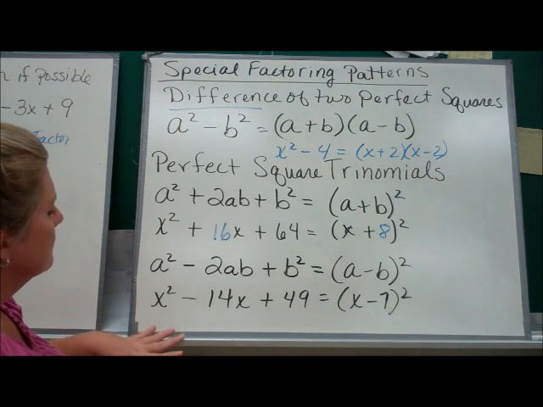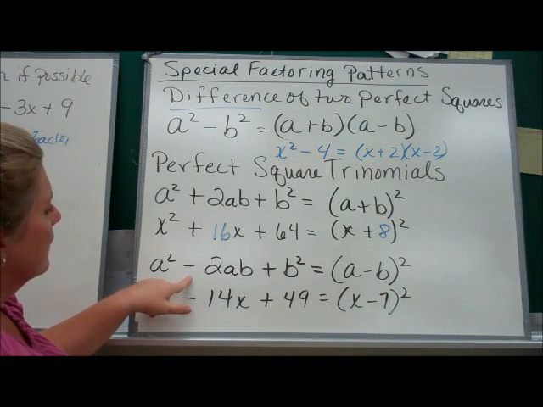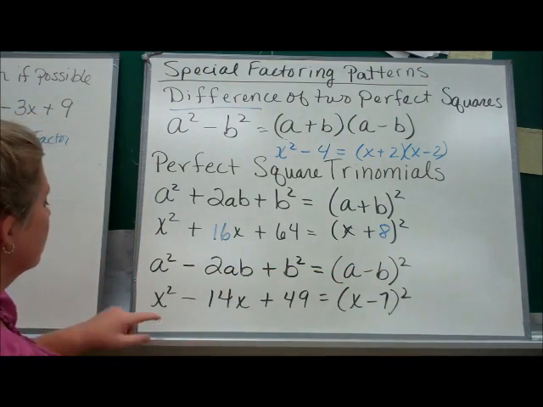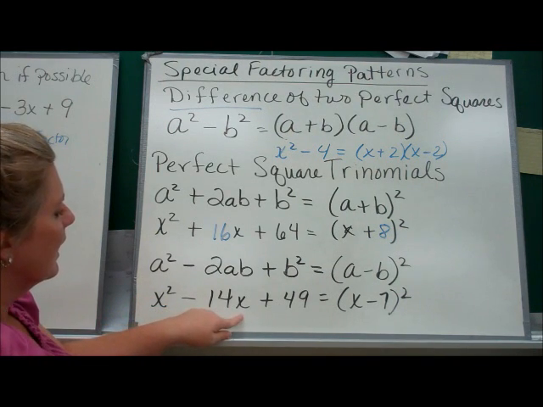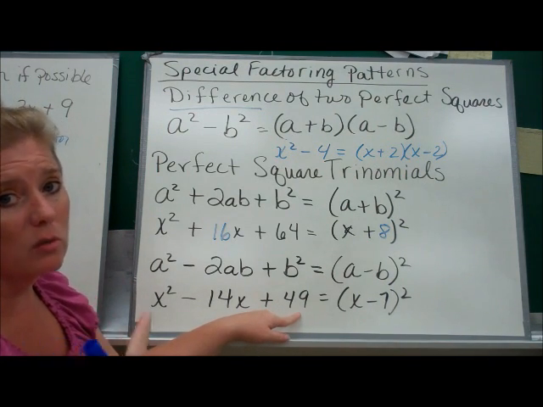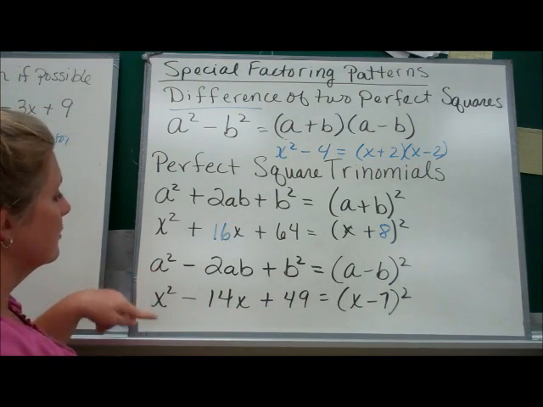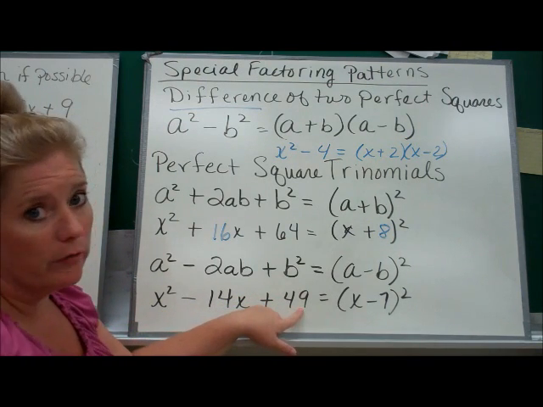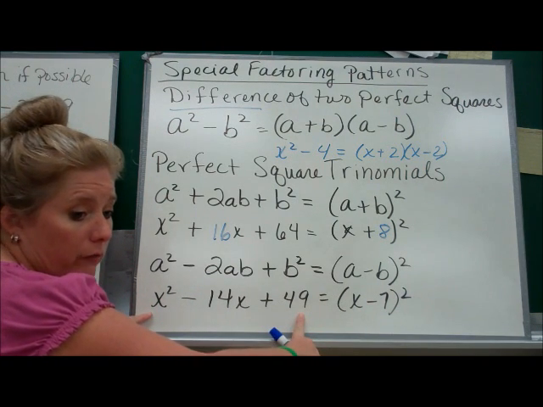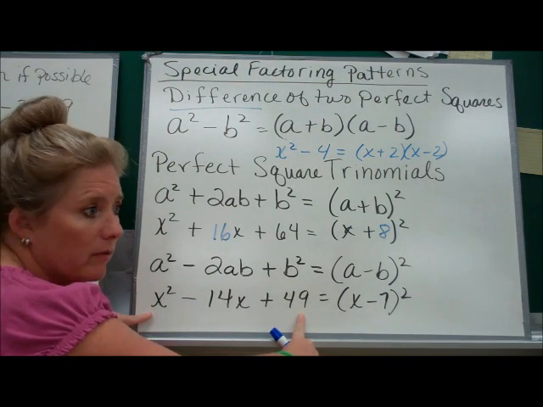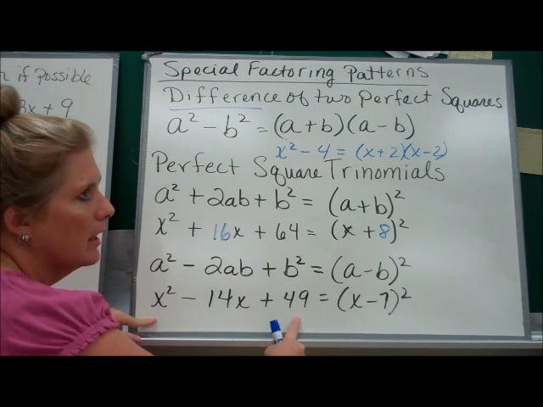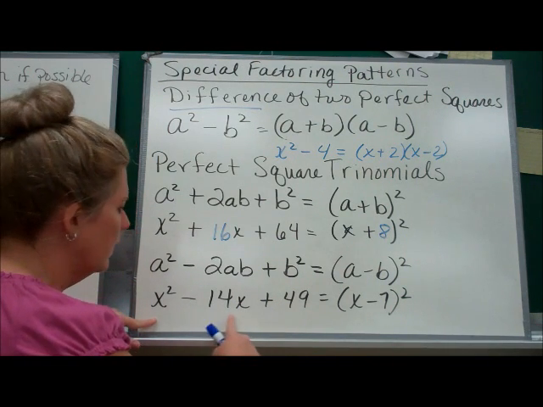Next one, this time the middle term is being subtracted, so it's a minus b squared that it'll factor to. x squared minus 14x plus 49. This is where knowing your perfect squares comes in handy. x squared is a perfect square. 49 is a perfect square. It's 7 squared. That's the first clue you look for to see if it's a perfect square trinomial. Then you take the square root of both of these and multiply it by 2. The square root of 49 is 7, times 2 is 14. Oh, 14x.